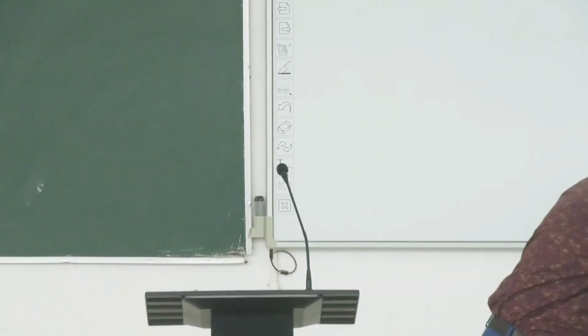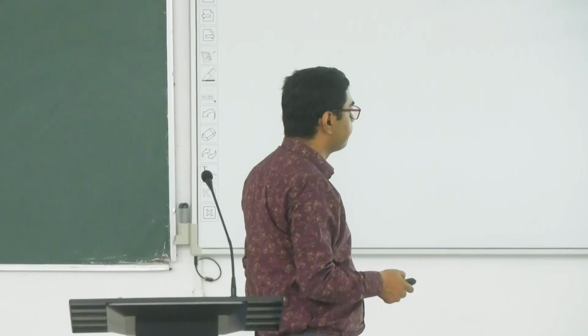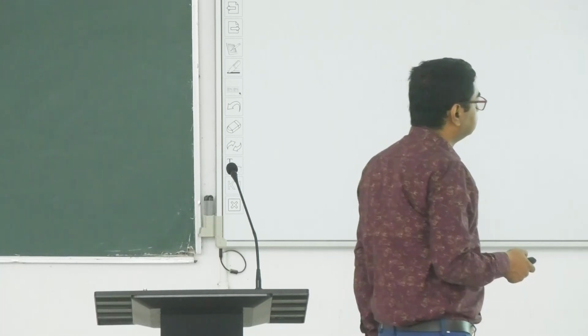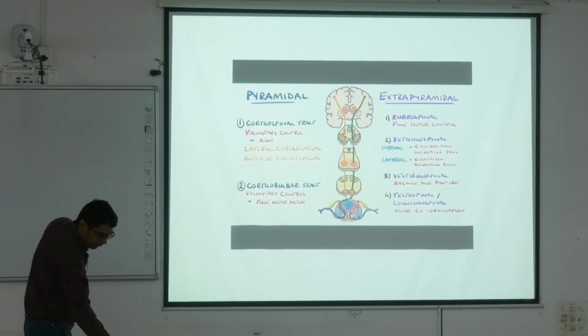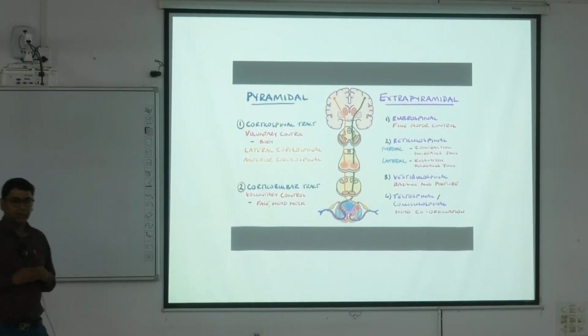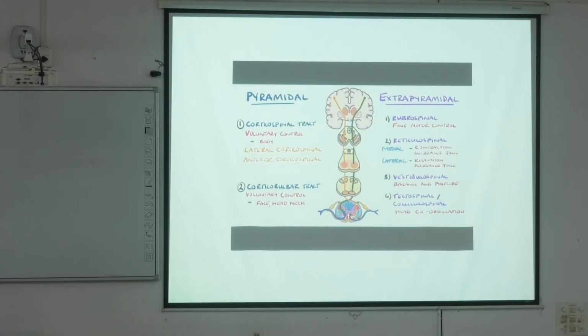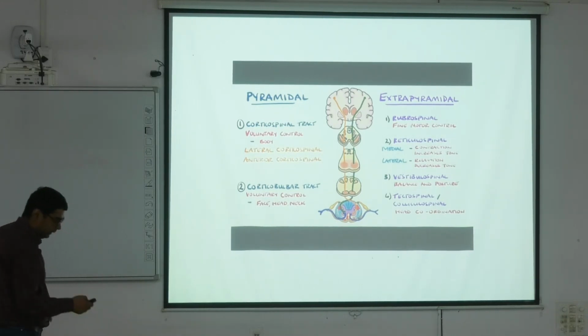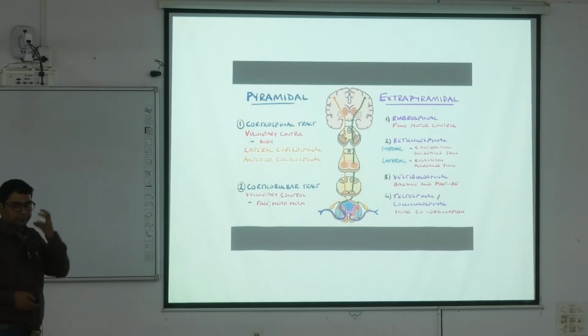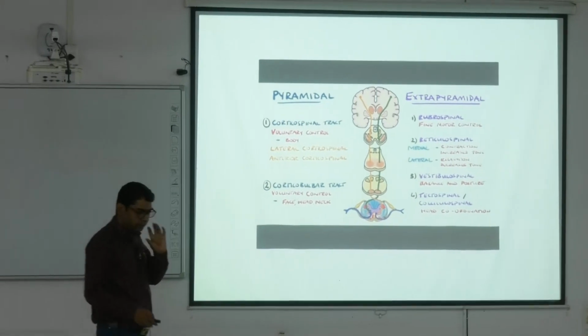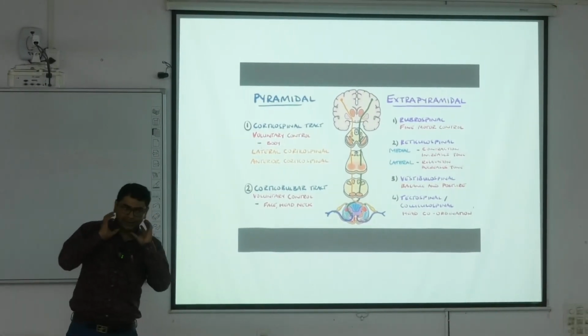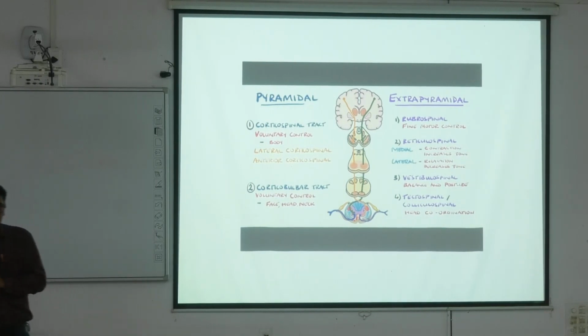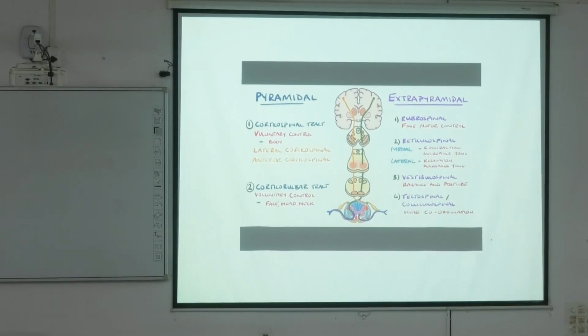Corticonuclear tract. That is also called the corticobulbar. Why is it called corticobulbar? Because it mainly controls this side of our face, the lower jaw and the neck. Only this part is controlled by this tract. So that's why its name is the corticobulbar tract.